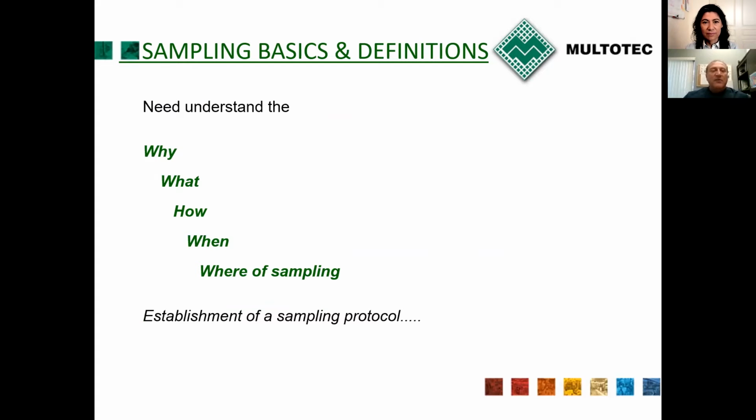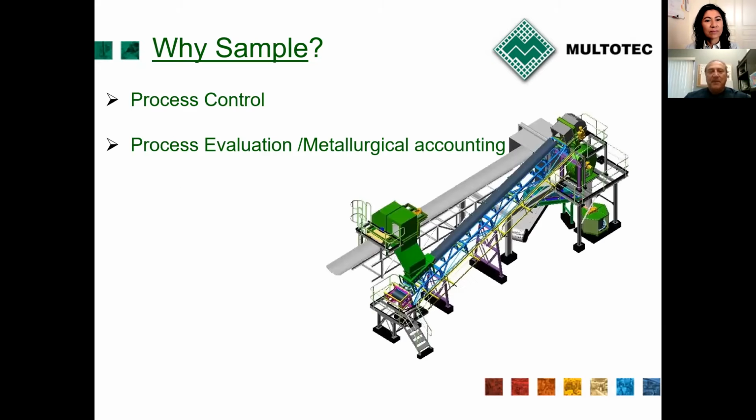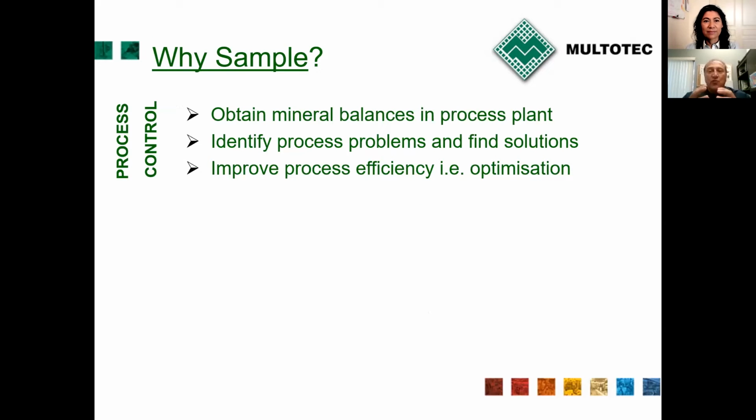So I'm going to identify to you why do we sample, how often, and when, where, and so on. So there are two types of sampling: process control or metallurgical accounting, or sometimes so-called process evaluation. In the process control, what we want to do, we want to obtain a mineral balance of the process plant itself. In other words, we're going to sample in various locations to see, for example, if your mill is operating correctly, or your crusher is operating correctly, or your flotation plant and so on is operating properly.